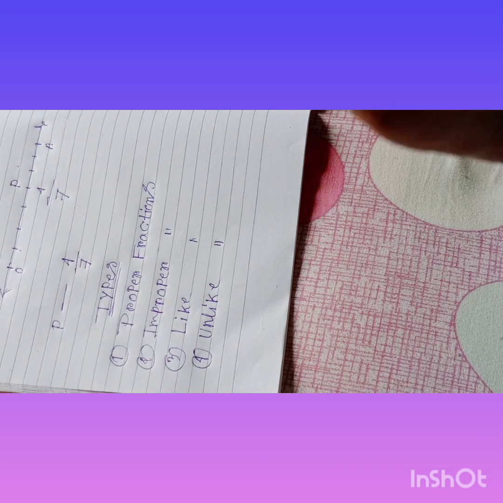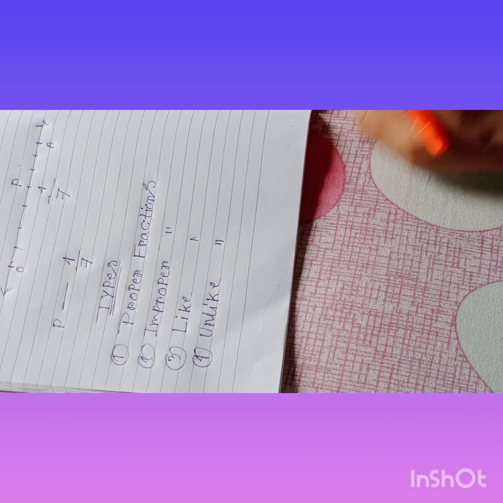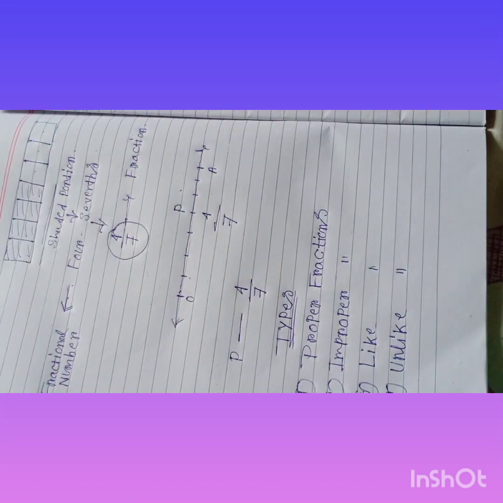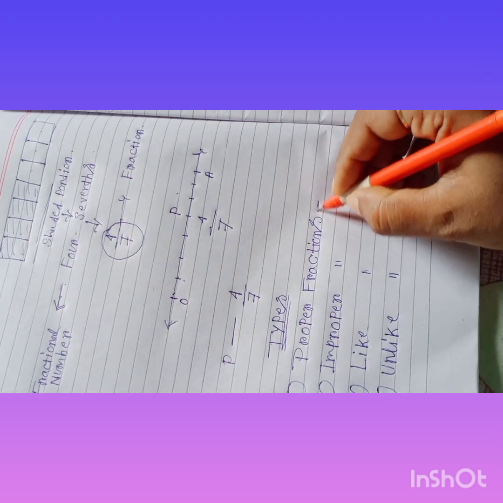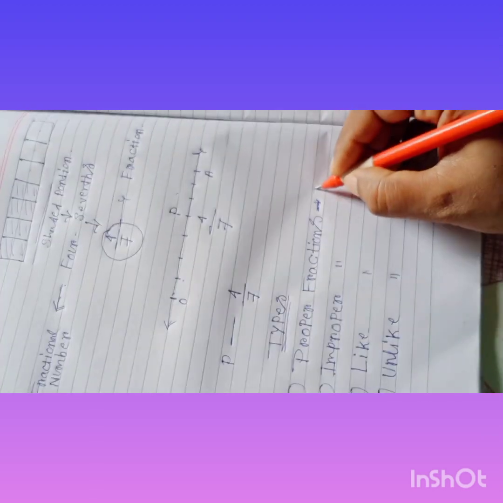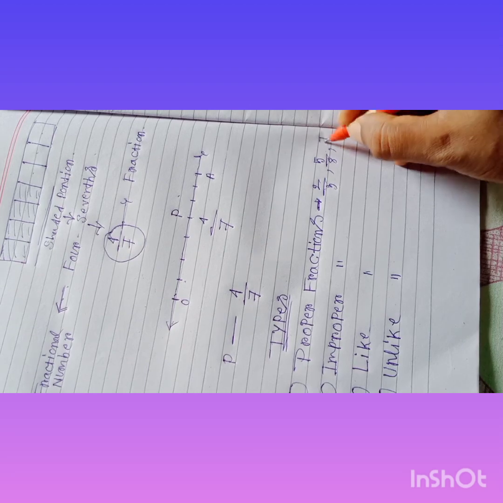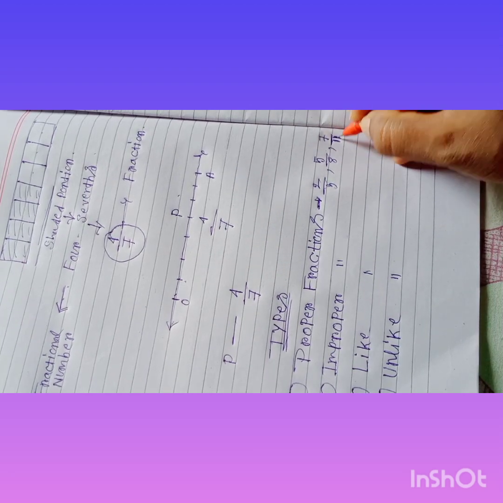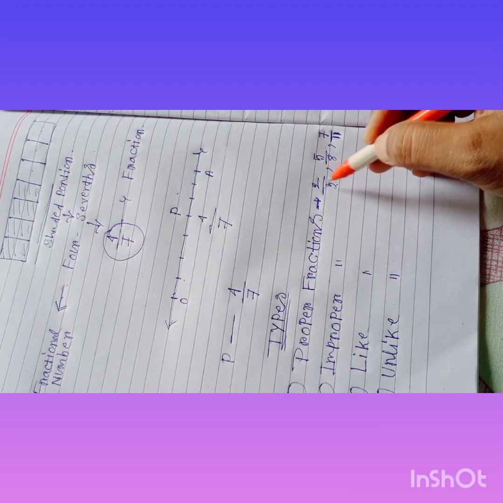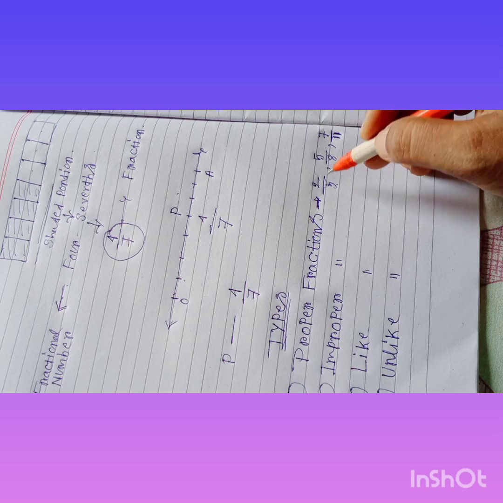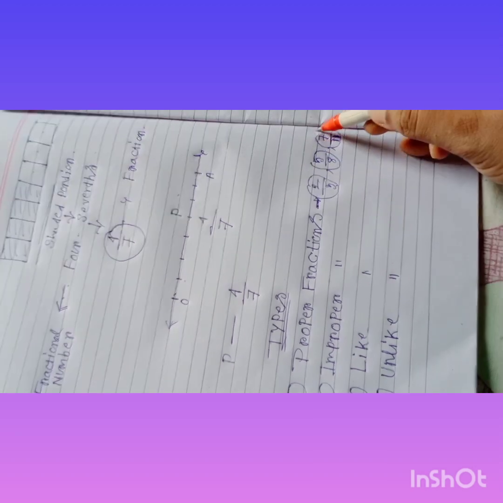So what is the definition of proper fractions? A fraction in which the numerator is less than its denominator is called a proper fraction. Here I am giving you examples. Suppose 2/3, 5/8 and 7/11. So student, here we see the numerator is less than the denominator. That means in proper fractions, the numerator will always be less than the denominator. So all of these fractions are examples of proper fractions.